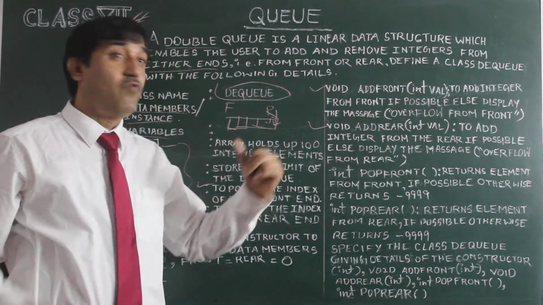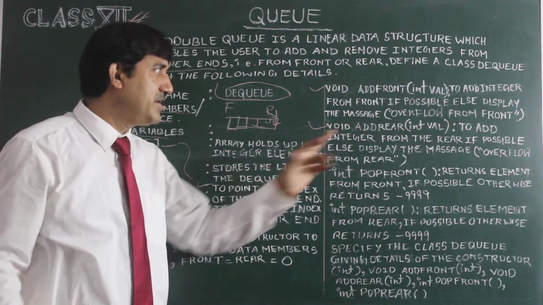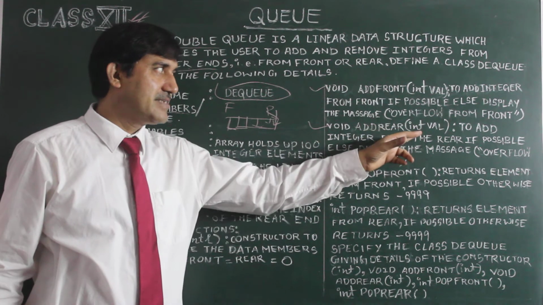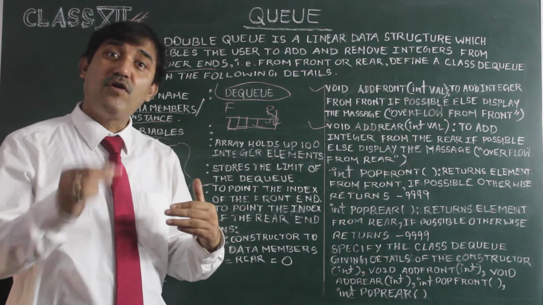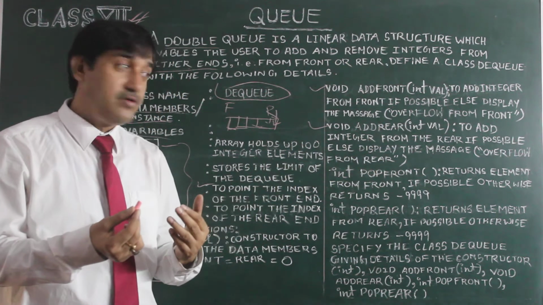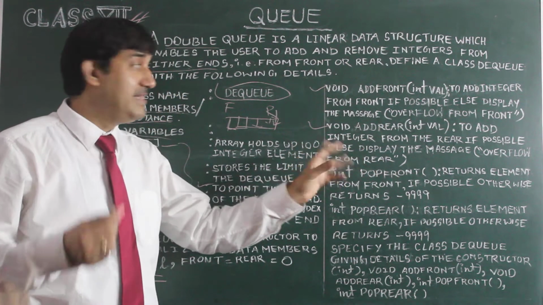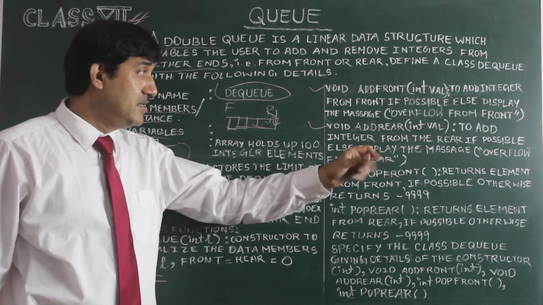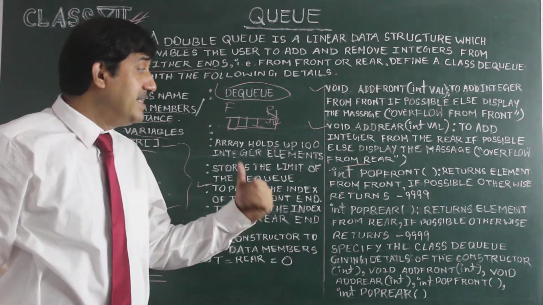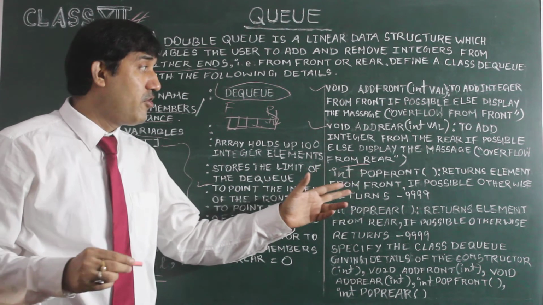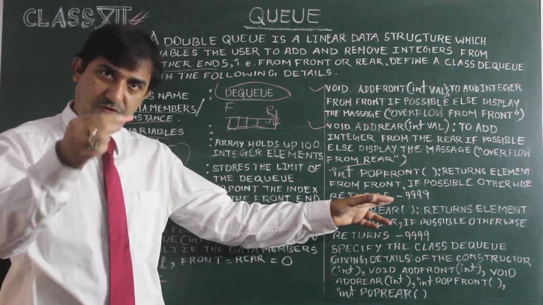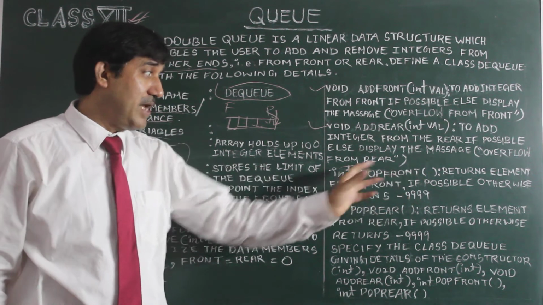This is another method, void addRear. So you are adding from the rear, and there is also the value val, an integer variable, to add the integer from the rear, from the back. Over here also the same thing: if possible, else you display that there is an overflow from the rear. That is done. Then int popFront, which means you are taking out, returning the element from the front, if possible.